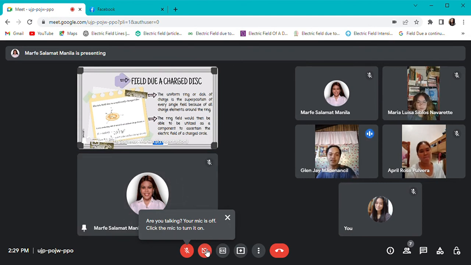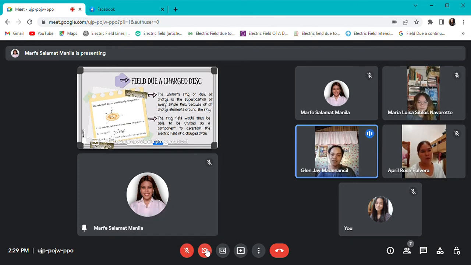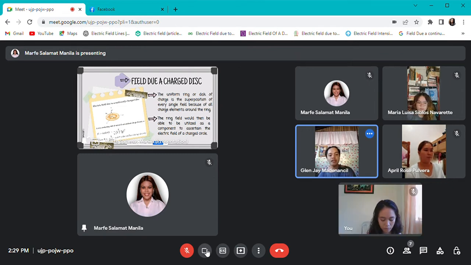So here, field due to a charge disk. So the uniform ring or a disk of charge is the superposition of every single field because of all charged elements around the ring. So what does this mean? May we have Marfet explain it to us?